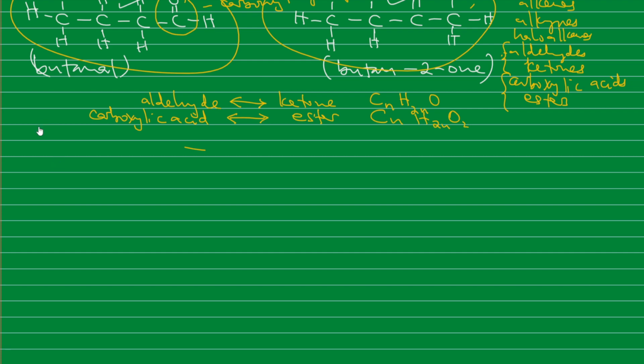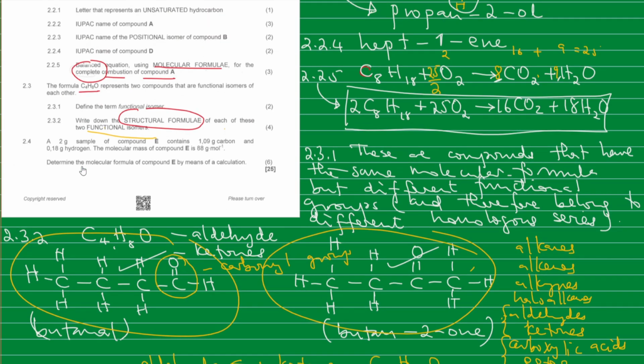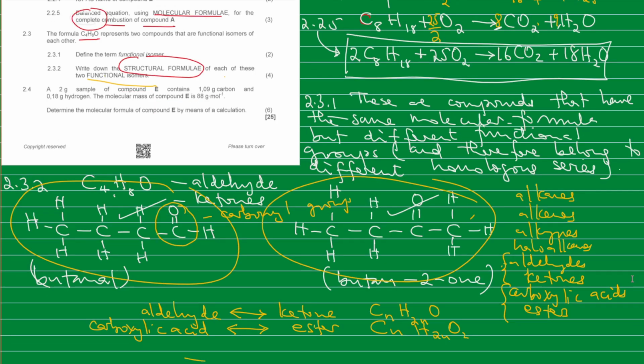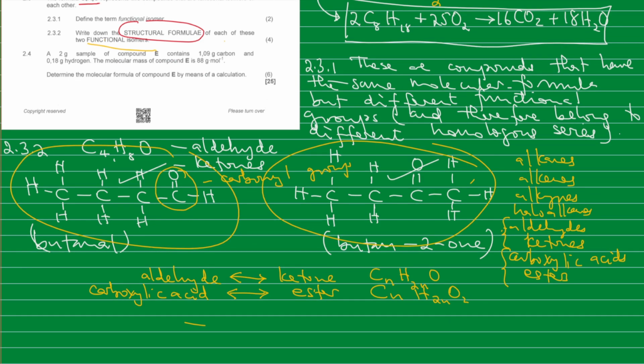Let's come to question 2.4, the last one in this section. A 2-gram sample of compound E contains 1.09 grams of carbon and 0.18 grams of hydrogen. The molecular mass of compound E is 88 grams per mole.